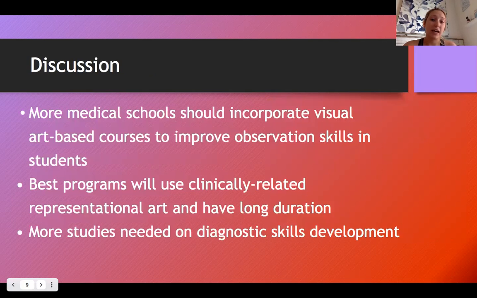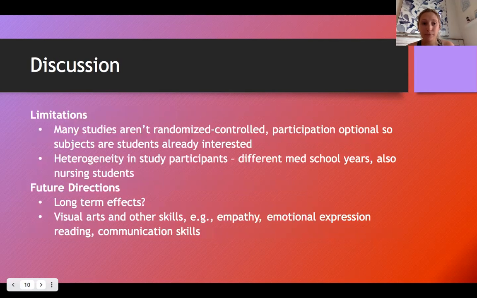Based on their success and student support, I would recommend that more medical schools incorporate visual arts based courses to improve observation and diagnostic skills. In terms of design, the best programs will use clinically related representational art and have a long duration. I've also realized that more studies are needed to directly assess diagnostic skills as opposed to the middleman of observation skills.